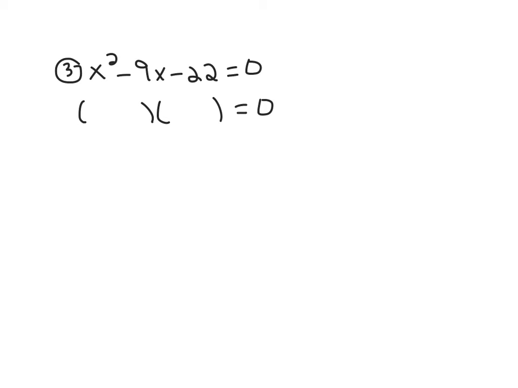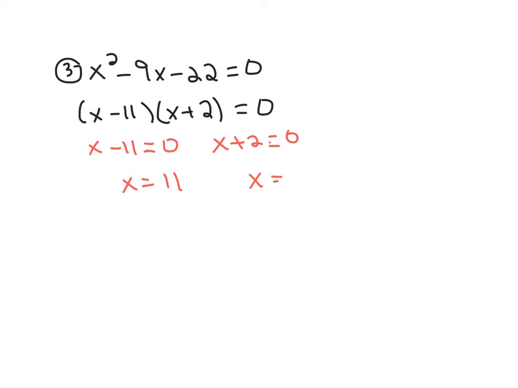Okay, so take a second, factor it. You should have come up with x minus 11, x plus 2. Now you're ready to solve. So we're just adding an extra step to what we've been doing. x minus 11 equals 0. x plus 2 equals 0. So x equals 11 and x equals -2. Okay, now let me show you how this all comes together.